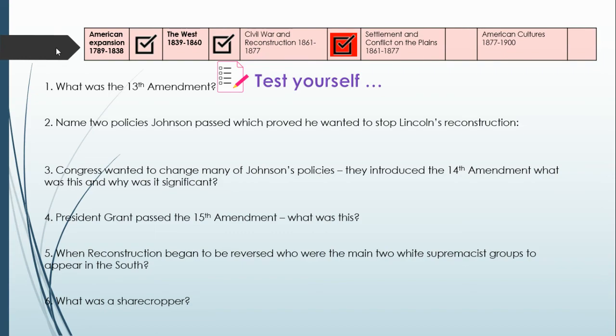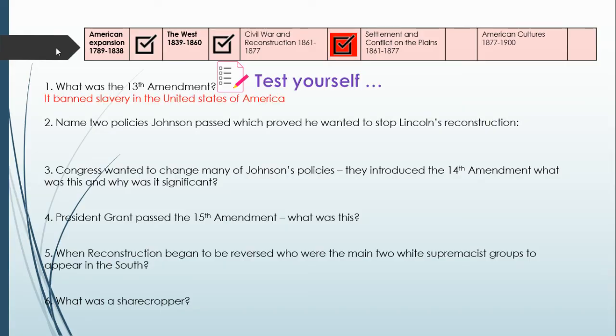So we're now going to have a look at 6 questions. I would suggest that you pause the video here and write your answers down. You can then restart the video when you want to go through the answers, and I will share those with you now. Okay, number 1, what was the 13th Amendment?